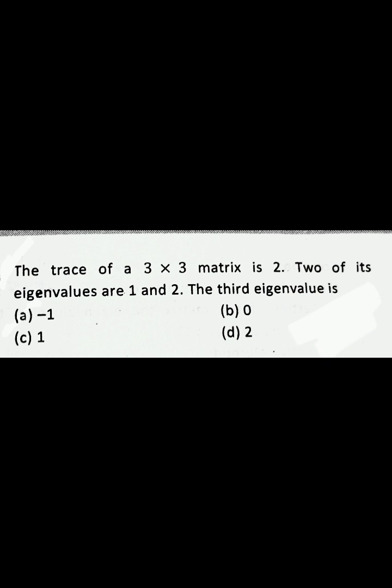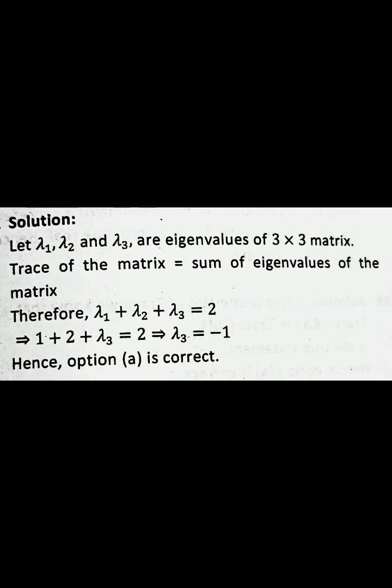The next question is, the trace of a 3 cross 3 matrix is 2. Two of its eigenvalues are 1 and 2. The third eigenvalue is dash. We know trace is equal to the sum of the eigenvalues, and here the trace is equal to 2, that is lambda 1 plus lambda 2 plus lambda 3 is equal to 2, and here 2 eigenvalues are given, that is 1 and 2, that is 1 plus 2 plus lambda 3 is equal to 2. Therefore lambda 3 is equal to minus 1. So the answer is option A.